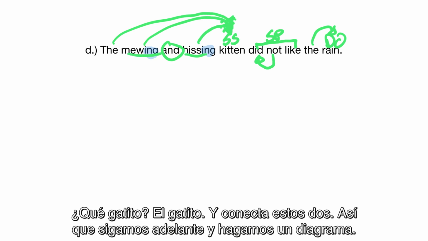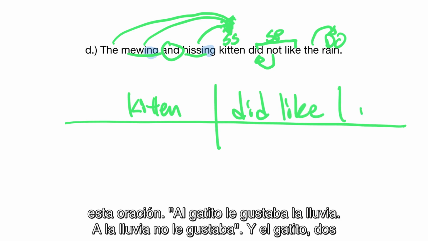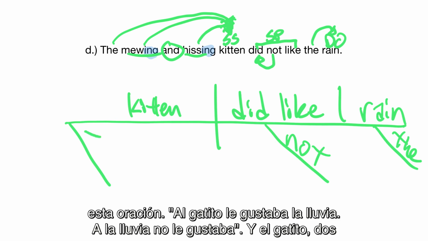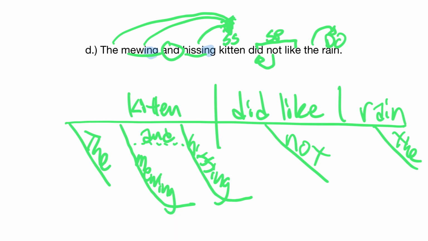So let's go ahead and diagram this sentence. Kitten did like rain. The rain did not like, and the kitten, two curved lines here, and mewing and hissing. There we go. The mewing and hissing kitten did not like the rain.